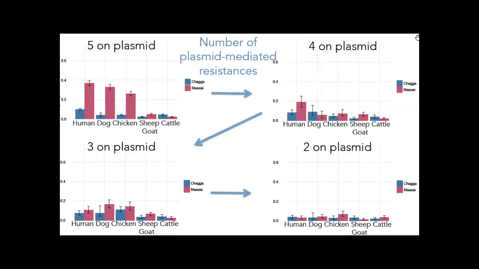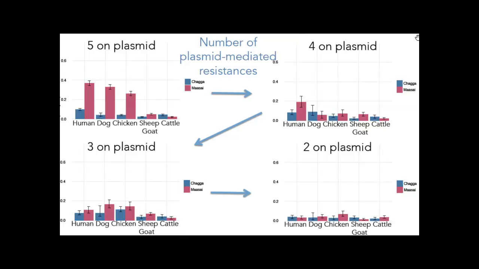If we look at the number of resistances that we are estimating as being encoded on plasmids in each of the different groups, here for the Chaga and the Maasai, we see that five resistances encoded on a plasmid we infer to be most commonly present in the humans of each ethnic group. When we move to four, we see more fours in the Chaga dogs than in the Chaga humans, and then in Maasai, more fours in the dogs and chickens than in the humans.